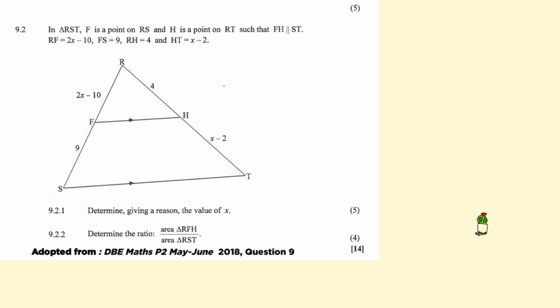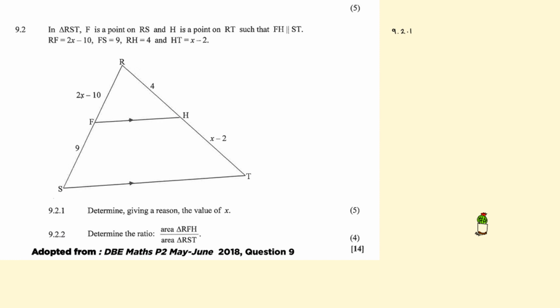Okay, so over here they say that in triangle RST, F is a point on RS, H is a point on RT, such that FH is parallel to ST. You're further given that RF is equal to 2x minus 10, FS is equal to 9, RH is equal to 4, and HT is equal to x minus 2. Right. Now the first question, question 9.2.1, says we need to determine, giving a reason, the value of x.